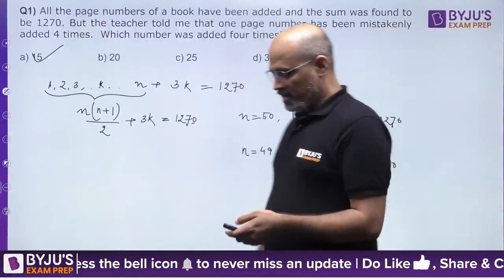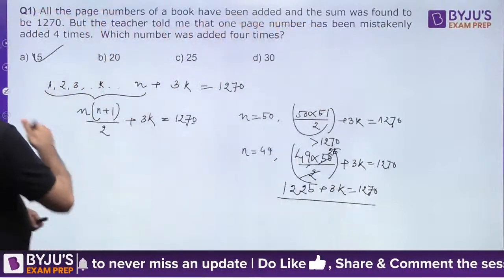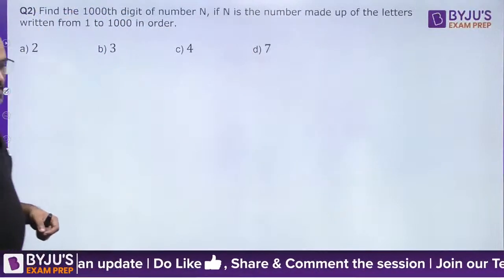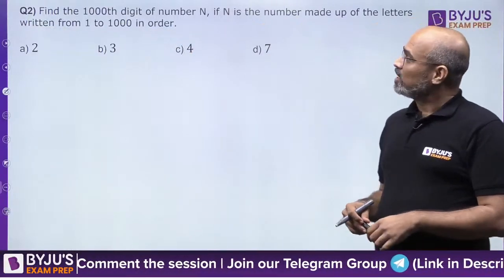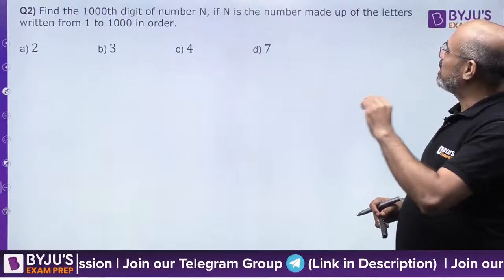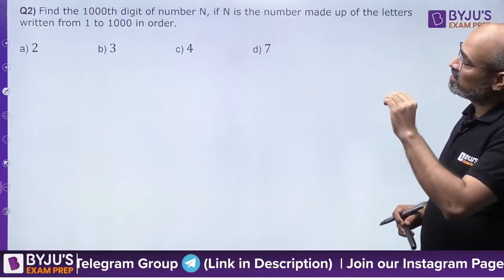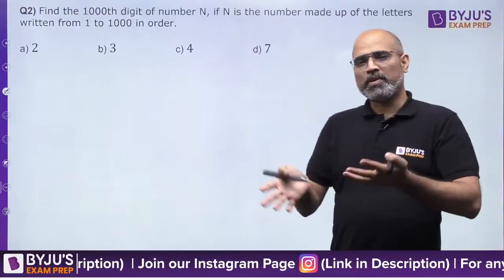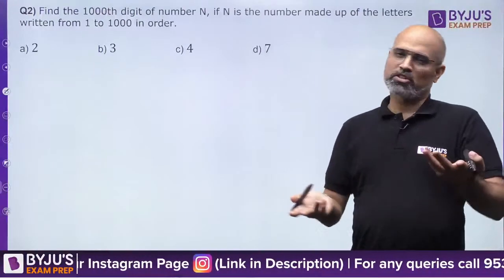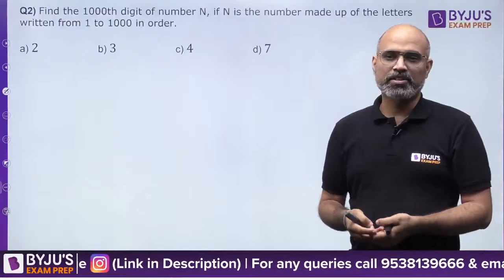Okay, let's move to the next question. Find the 1000th digit of a number n, if n is the number made up of the letters written from 1 to 1000 in order. So here the English word letters is used instead of digits because they all mean the same thing, right, in English.